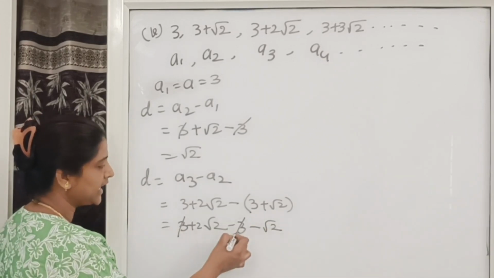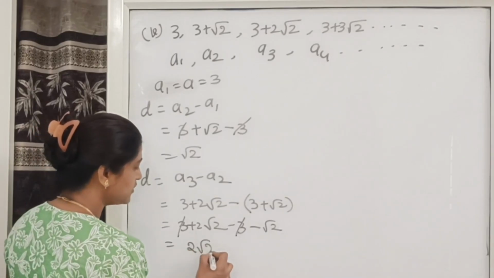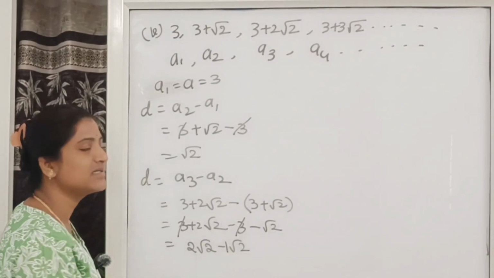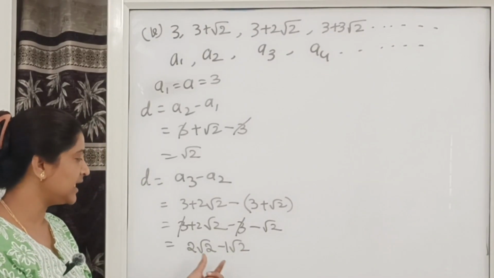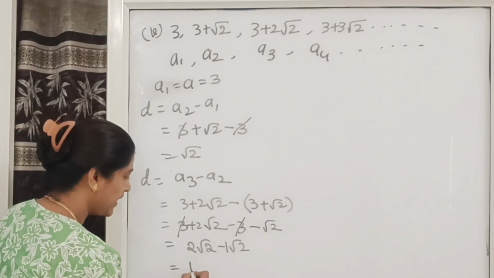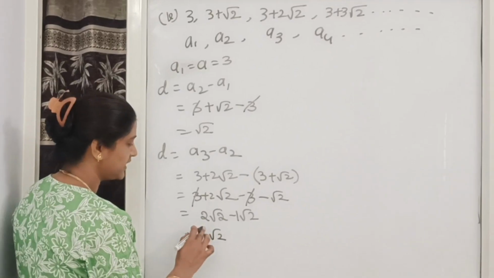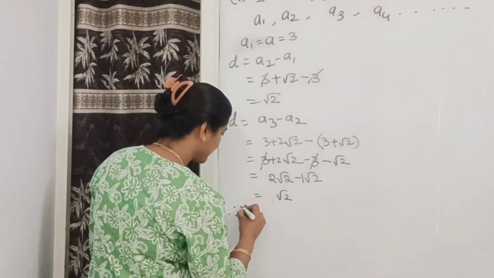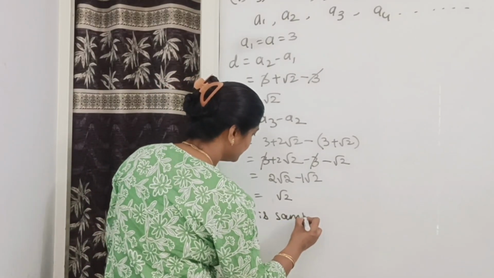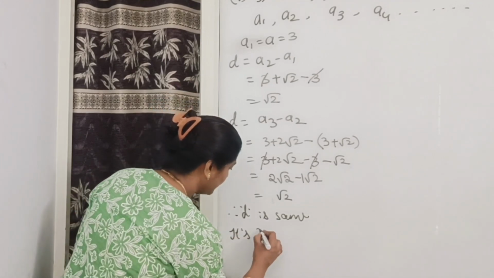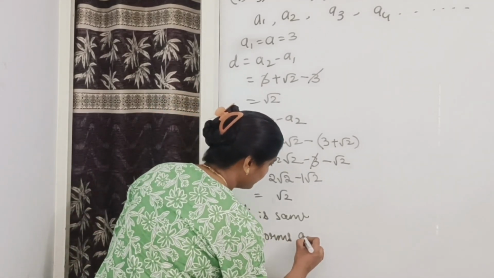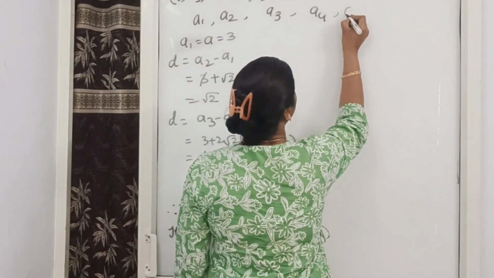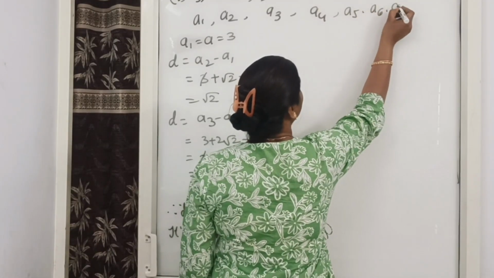Again the positive 3 and negative 3 getting cancelled. The left out is 2 square root of 2 minus square root of 2. Minus square root of 2 is nothing but 1 square root of 2. So leave the square root term. See here 2 minus 1 means 1 and square root is as it is. So it is nothing but square root only. Don't get confused here, okay? So therefore D is same. So it forms an AP.